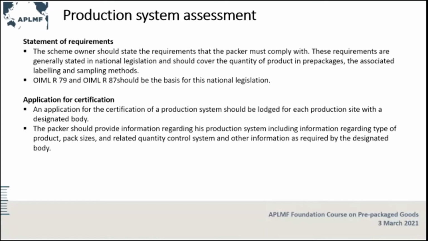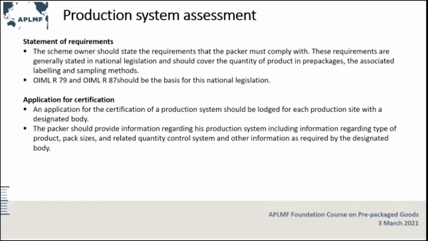So this could be stated in the national legislation. And the reference could be based on OIML R79 or maybe OIML R87, which should be the basis for this national legislation. And then the application for the certification of the production system should be lodged for each production site with a designated body. The packer should provide information regarding his production system, including the type of product produced by the packer or by the manufacturer, the pack size, and the quantity control system, how they make sure that the quantity of the product is still controlled by his system. And other information may be required by the designated body, depending on the national requirement.